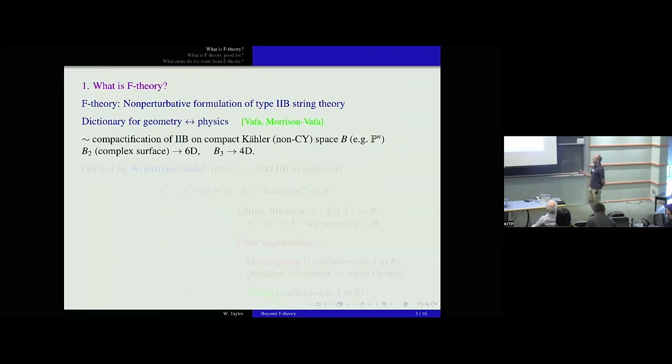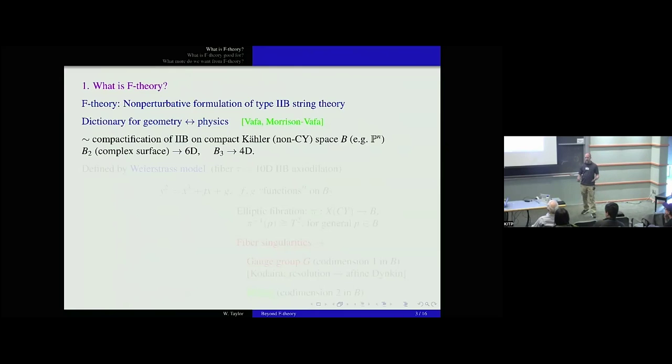So the idea is we're going to compactify type 2B, not on a Calabi-Yau, but on some compact Kähler manifold, in general something which has some curvature. So, for example, projective space in n dimensions. If we compactify on a complex surface, which I'll call B2, we end up with the 6D supergravity theory. And if we compactify on a complex Kähler threefold, we get a four-dimensional theory.